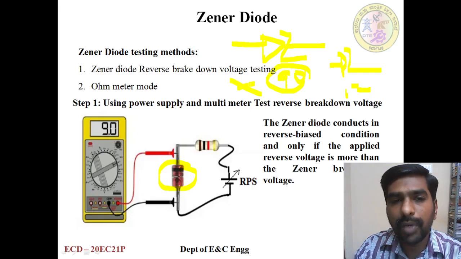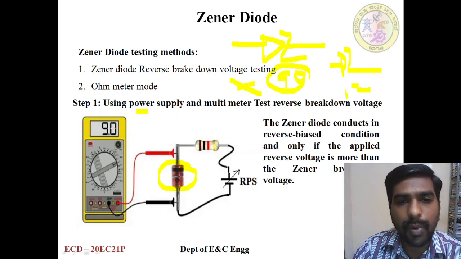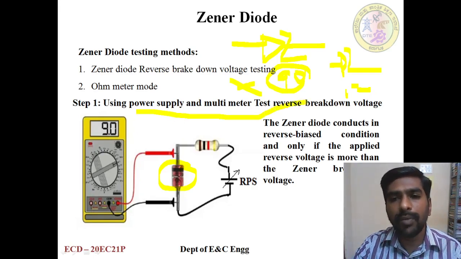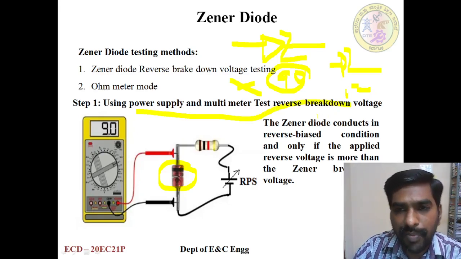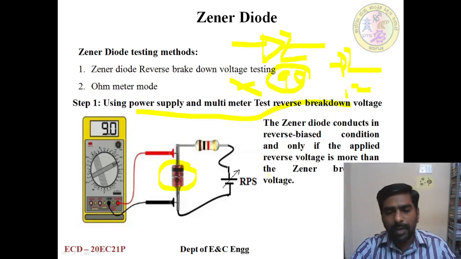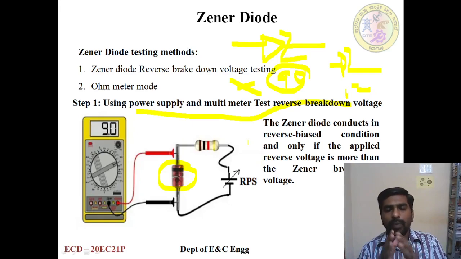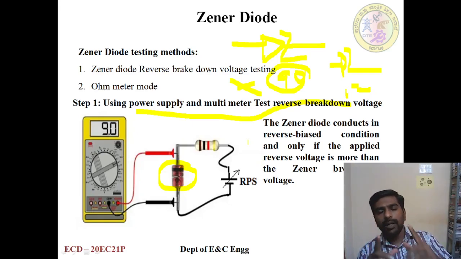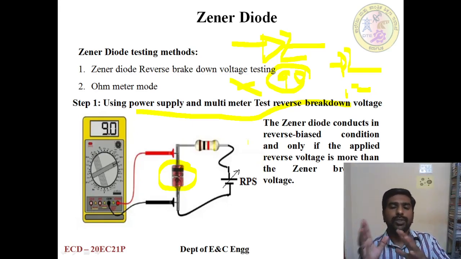For this purpose, we are going to do the step 1 procedure using a power supply and a multimeter, and we will check the reverse breakdown voltage. If it is a good diode, breakdown has to occur only when it reaches the breakdown voltage mentioned in the data sheet. If they mention 9 volt, the breakdown occurs at 9 volt or more. If it happens at less than that, then we can say the diode is a wrong one.